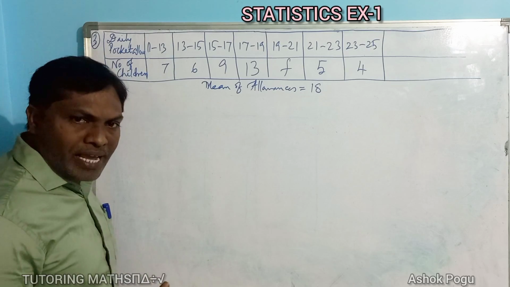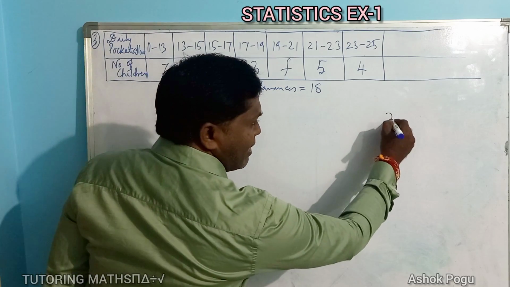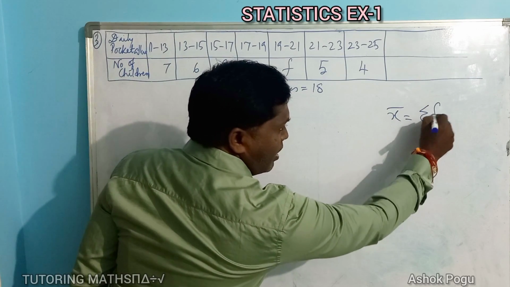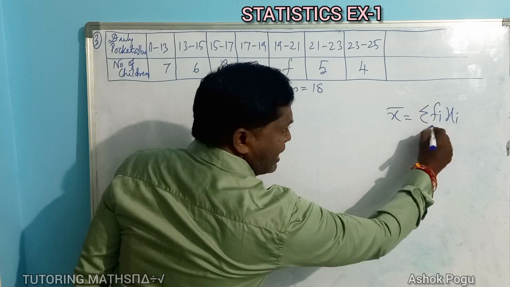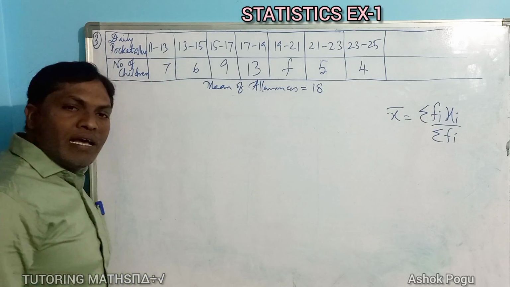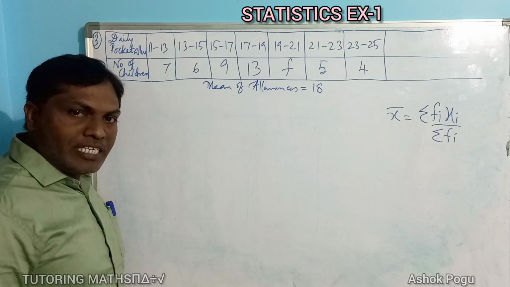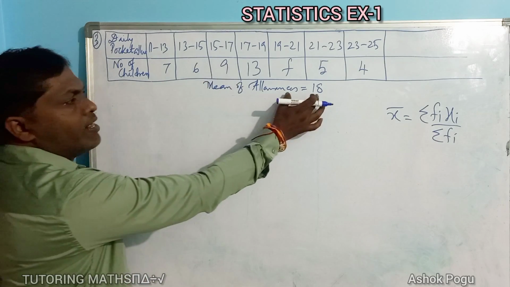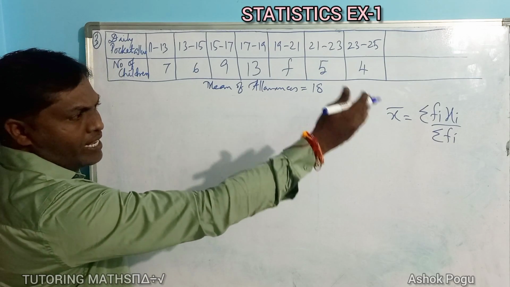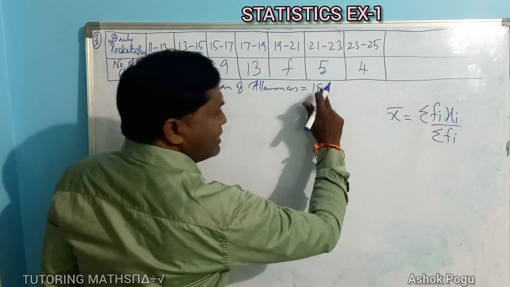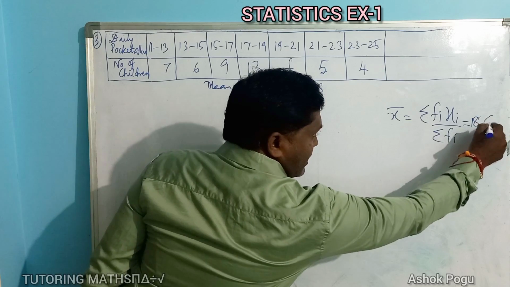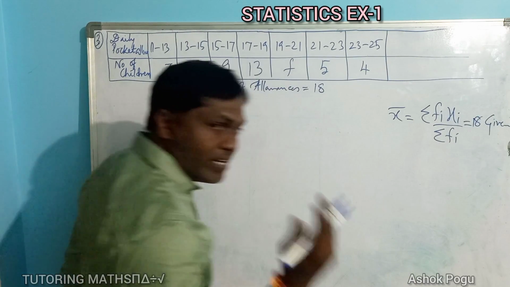What is the direct method? You know that the formula is mean equals sigma fi xi by sigma fi. Now we are going to apply this method, which is called the direct method, to find the mean. The mean is already given, so x bar equals sigma fi xi by sigma fi equals 18, which is given in the question.